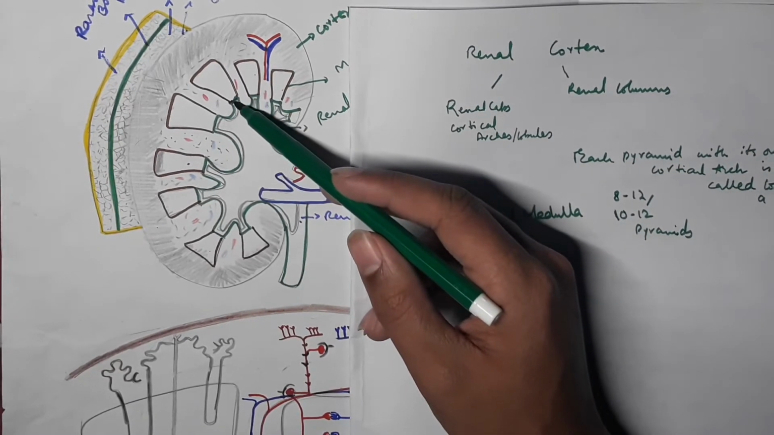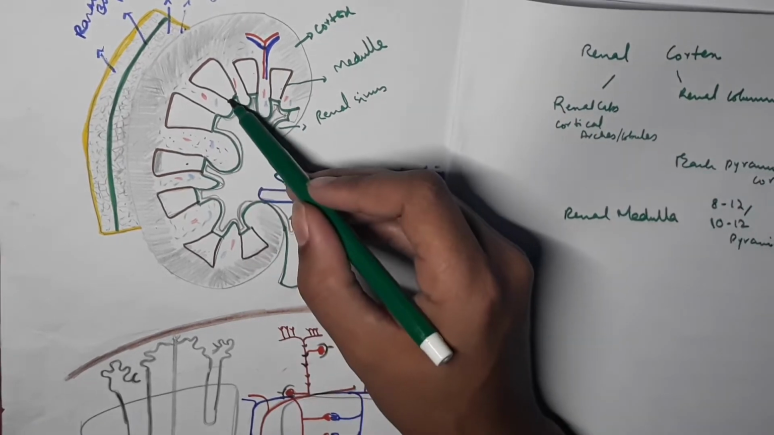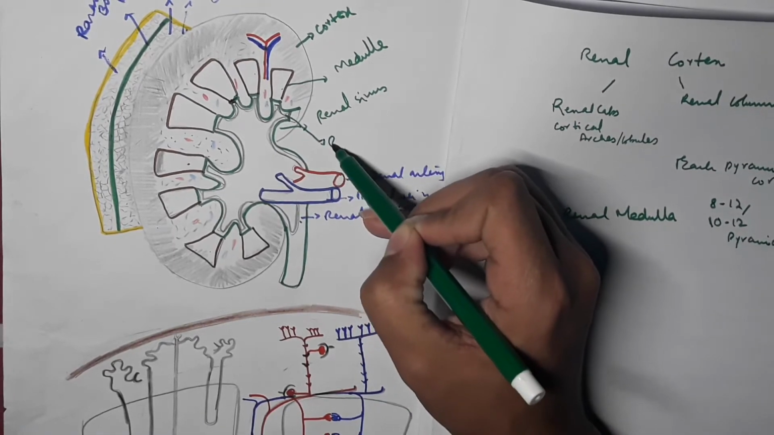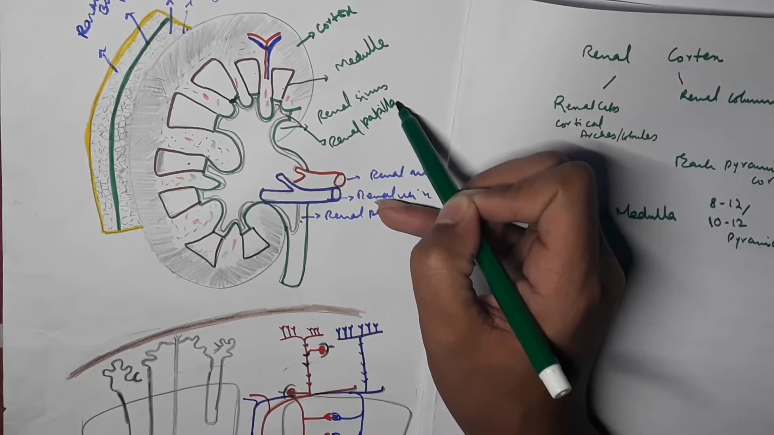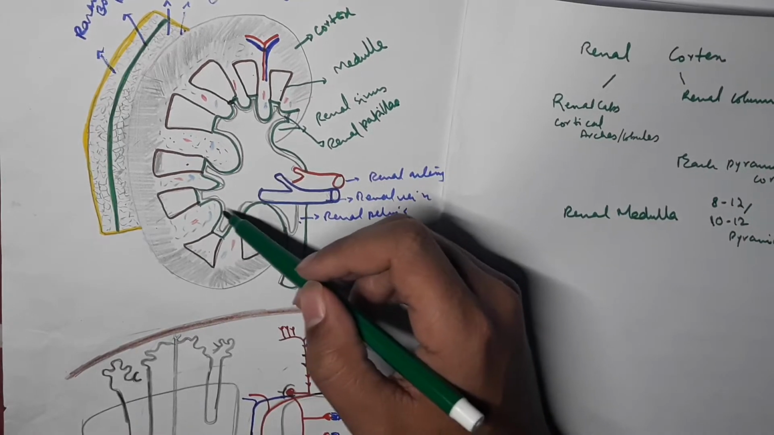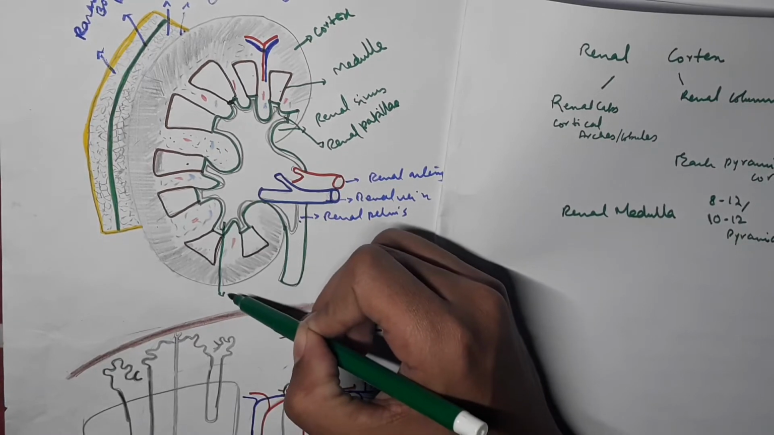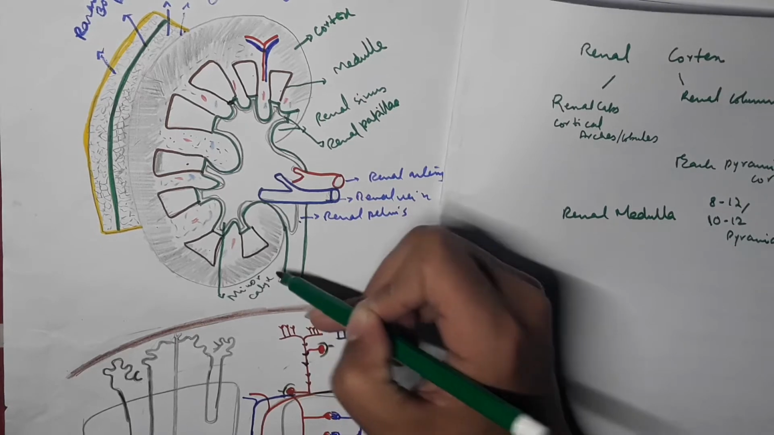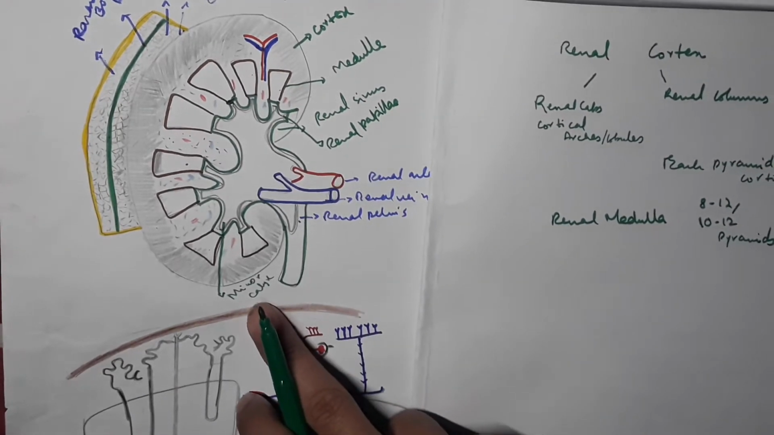This renal papilla is indented into the minor calyx. This is the renal papilla. And the structure which it enters is called minor calyx. It's a part of the pelvis.